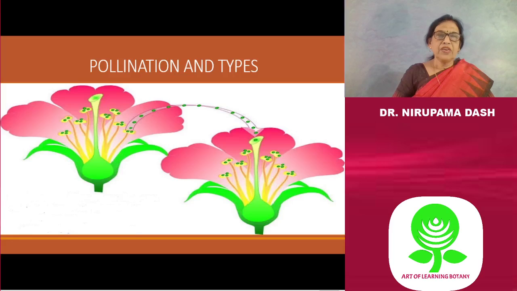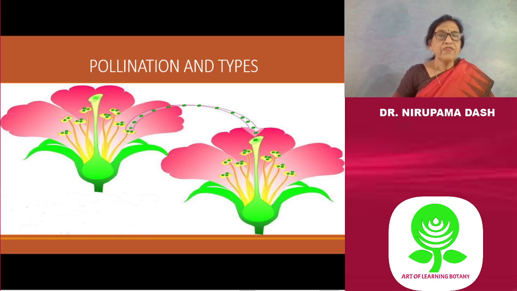Today the topic is pollination in plants, and in this session we will discuss what is pollination, why there is pollination in flowering plants, different types of pollination, cross pollination, self pollination, their advantages and disadvantages, and after this discussion we'll also discuss some question answers.